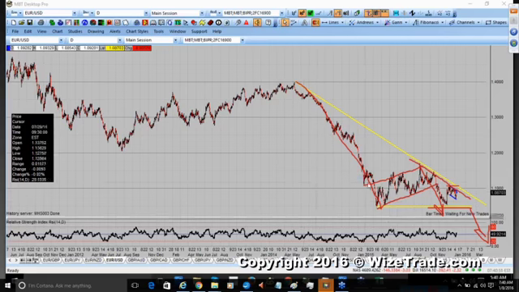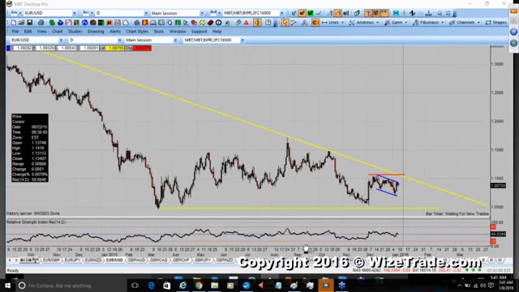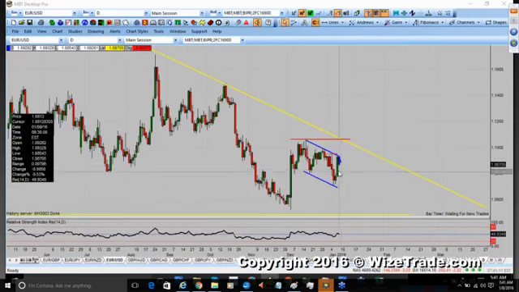Like I've told you before, as long as we stay below this yellow trend line, it's bearish. Period. End of. Any which way you slice it. So what I'd ultimately like to do is see a break higher and then be on the short side going into next week at 110.50.